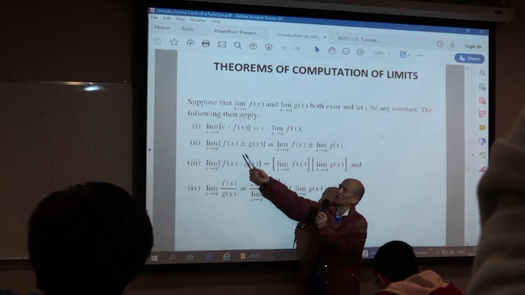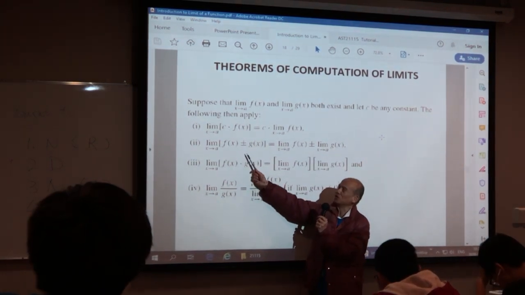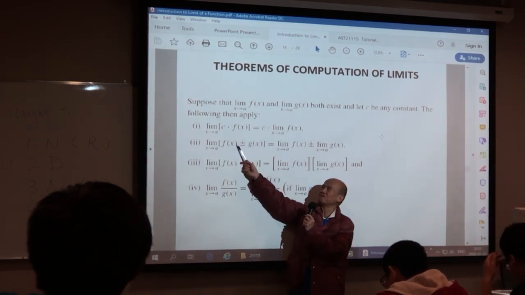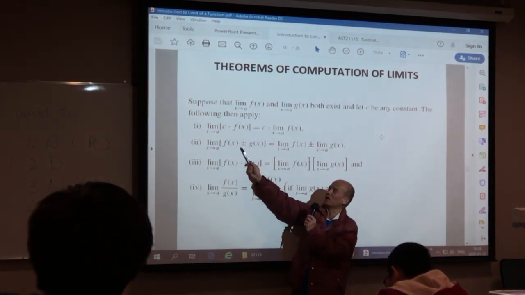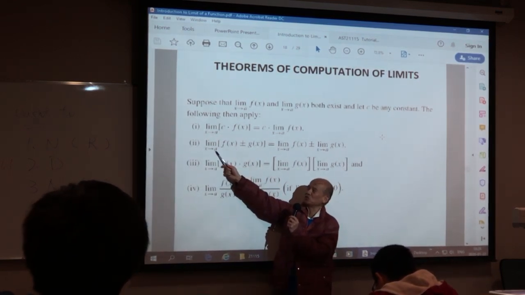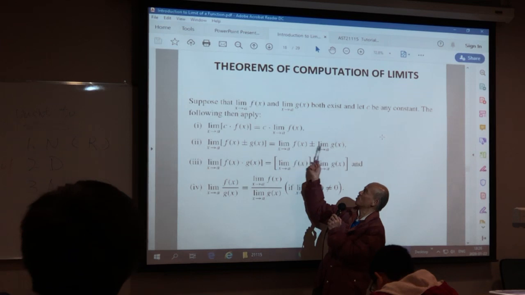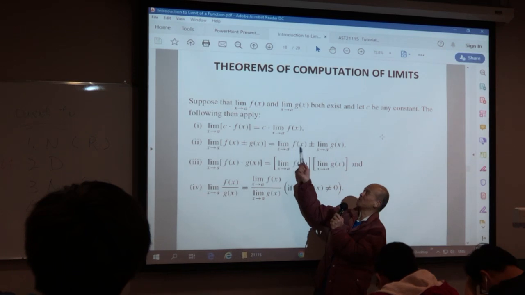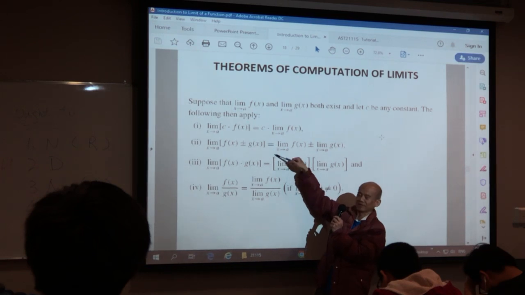If you are talking about the limit of the sum or difference of two functions, it means the image of this one plus the image of this one for the same independent variable, or the image of this one minus the image of this one at the same independent variable value. Then the limit is equal to determining the limit first and then doing the addition or subtraction, provided that these two limits exist. If these two limits independently do not exist, then you cannot.